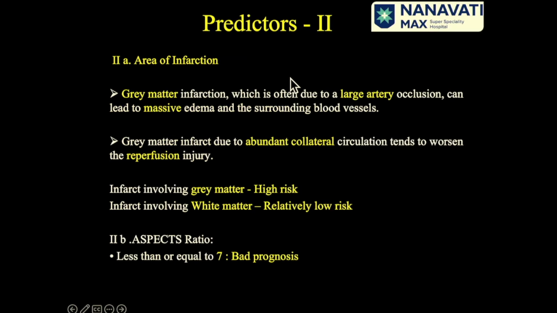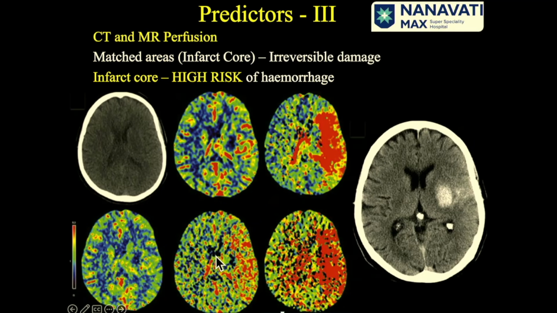Second predictor is location of infarcts. Gray matter involvement indicates that these patients are likely to hemorrhage because these are often due to large artery occlusions. White matter infarction would have lesser risk of post-thrombolysis hemorrhage. Aspect score we talked about. Anything less than 7 would have higher chances of hemorrhage.